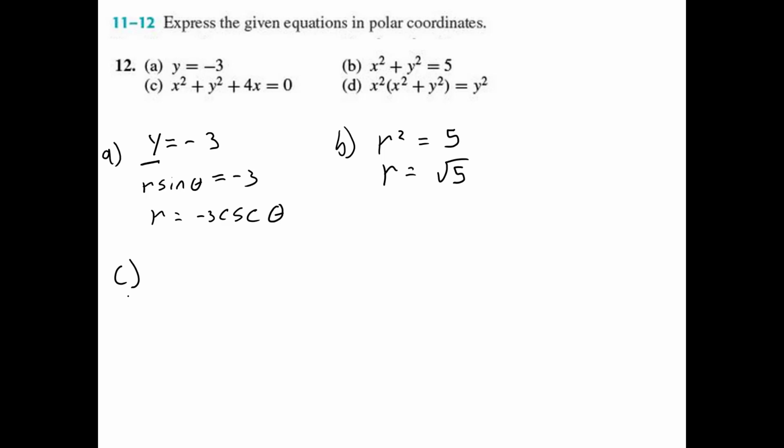x squared plus y squared plus 4x equals 0. For the x squared plus y squared, we can put r squared. For the 4x, we can put 4 times r cosine theta, since x is r cosine theta, equals 0. And there we go.